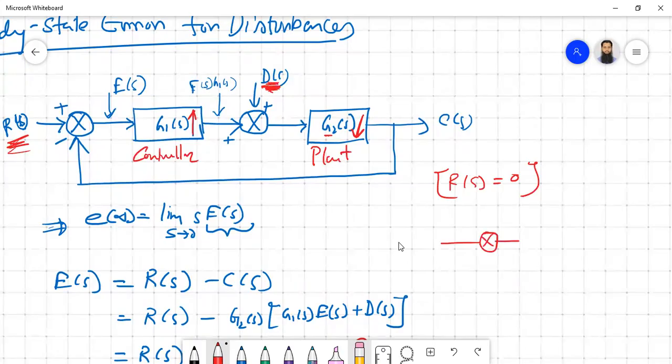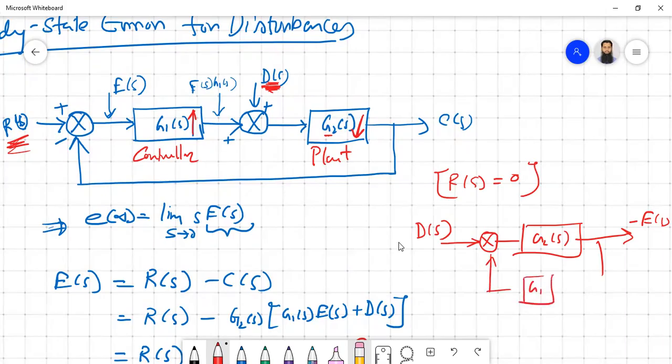We are rearranging this block diagram. So this is our D(s), then we have the plant G2(s). This is our error, minus E(s), and now our feedback is through G1(s), the controller. So we have just rearranged it. We make the error our output, and then we use the feedback analysis with R(s) equal to 0.